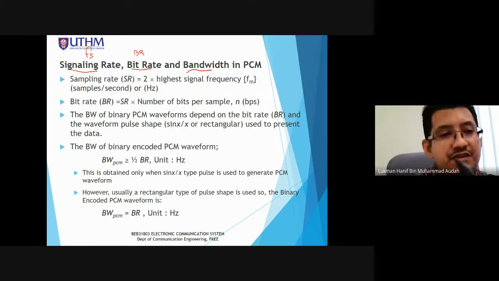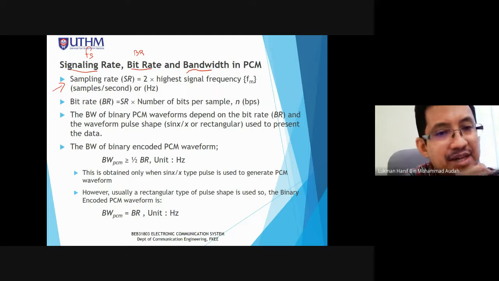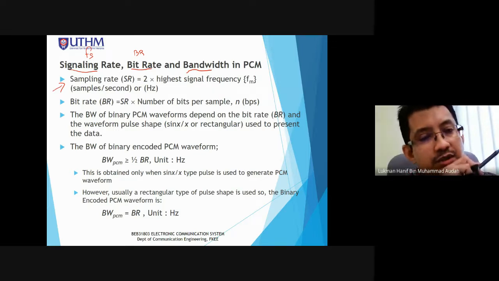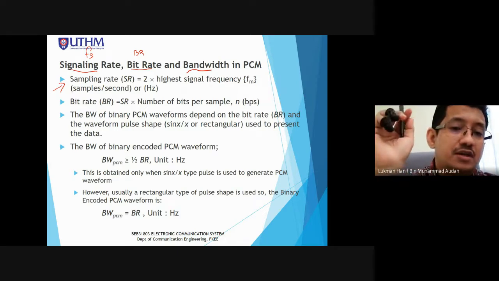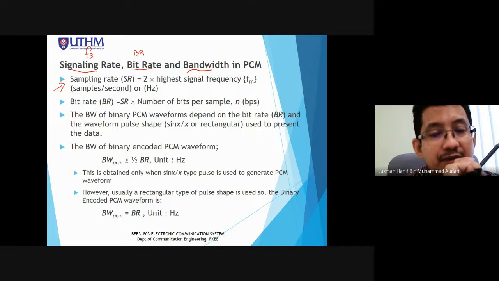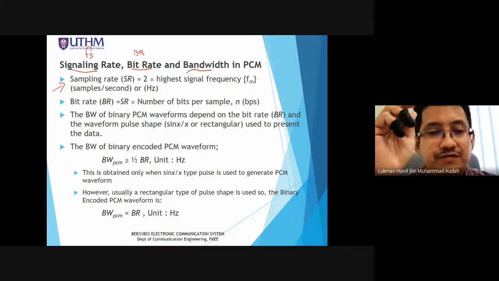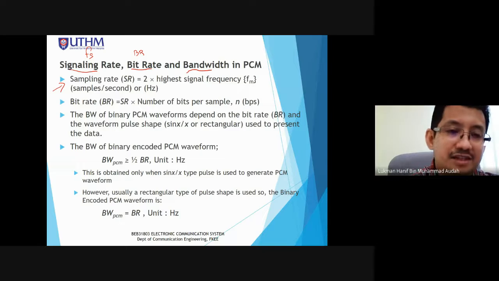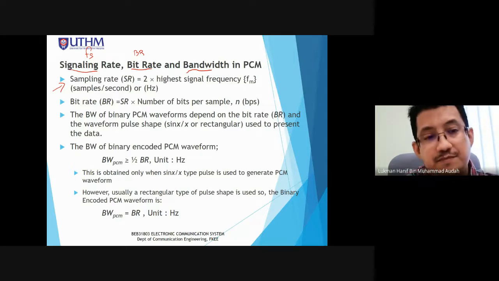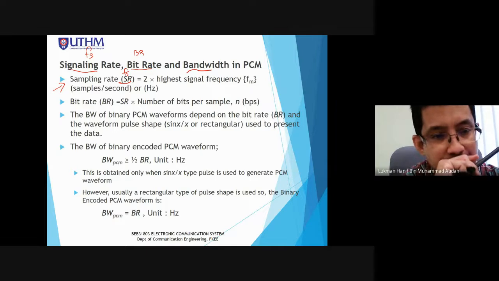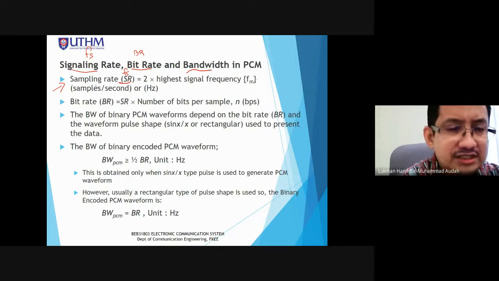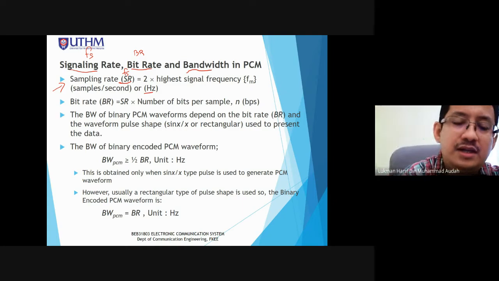Okay, so if you see from here, sampling rate is equal to 2 times the highest input signal frequency. 2 kali ganda daripada the highest input frequency, FM. Ini FS lah, ini adalah sampling frequency. Ataupun di sini dipanggil sebagai SR. SR atau you nak buat sebagai FS pun boleh, tak ada masalah. Okay. Dan unitnya adalah sample per second ataupun hertz. Ini kita dah lihat sampling frequency, FS.